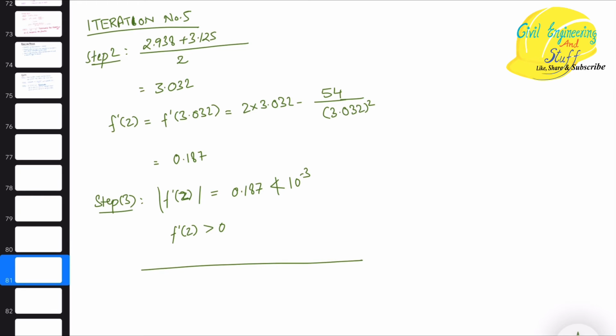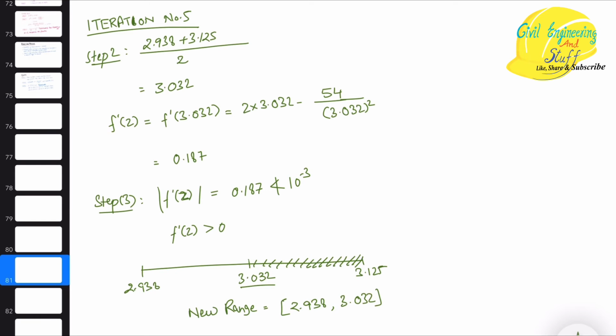So again, since it is greater than 0, our first point was 2.938, the other 3.125, and the midpoint was 3.032. Since our f dash z is greater than 0, which region are we going to eliminate? Basically, we are going to find the new x2 point. This is our new x2 point, so we do not need this region. So our new range will be 2.938 comma 3.032. This is our new range.